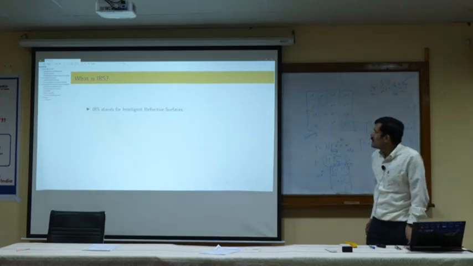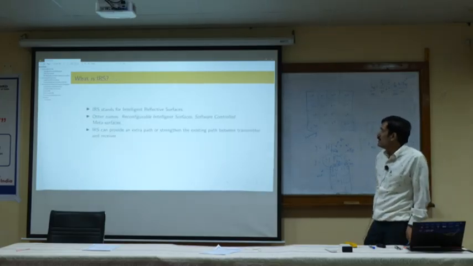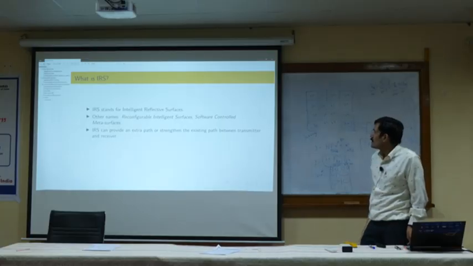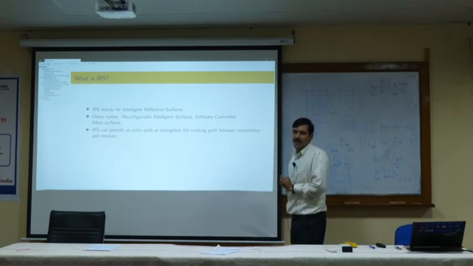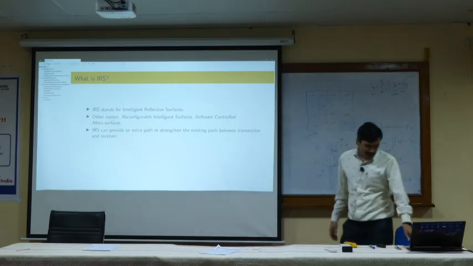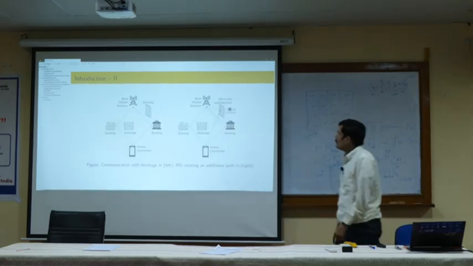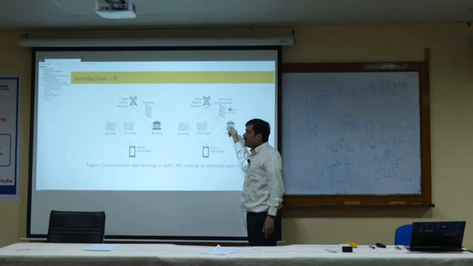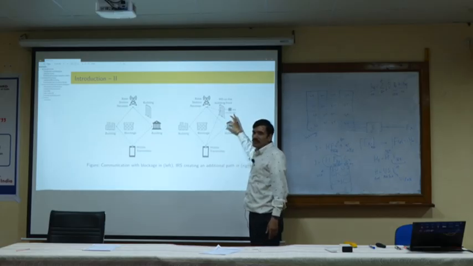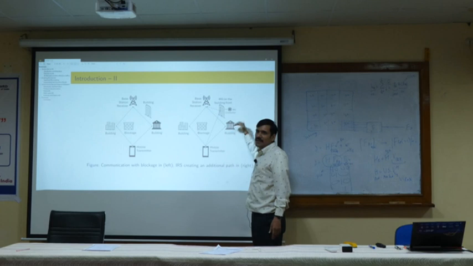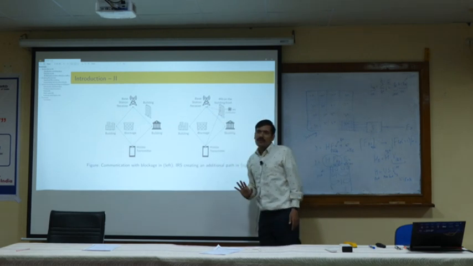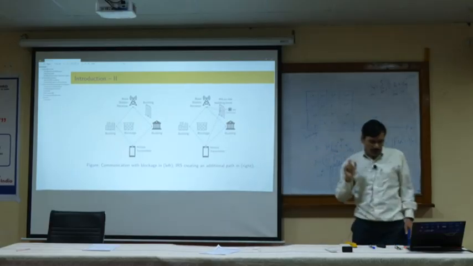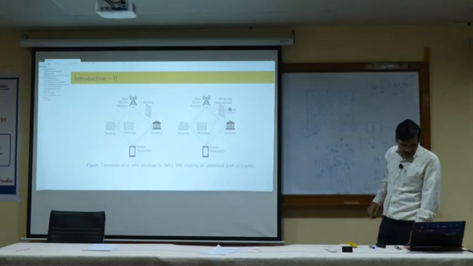So IRS stands for intelligent reflective surfaces. There are other names also, reconfigurable intelligent surfaces and software controlled meta surfaces. IRS can provide an extra path and strengthen the existing path between transmitter and receiver, okay? So even if there is an existing path already, if you put some IRS here, there will be less penetration and less transmission, and it will be reflected more smoothly, okay? There will be less losses in this reflection, okay?